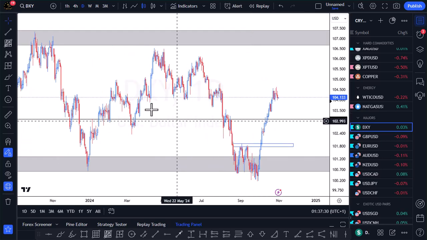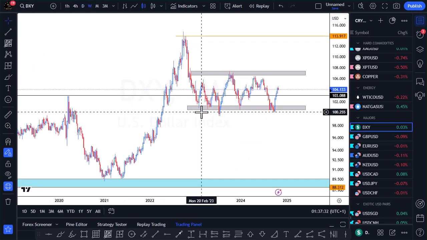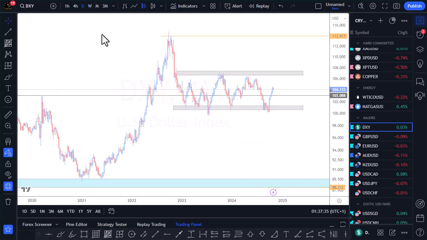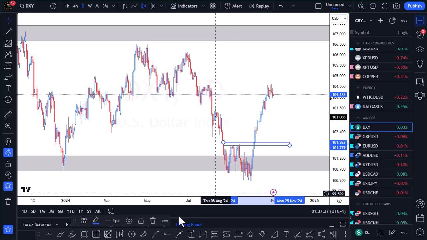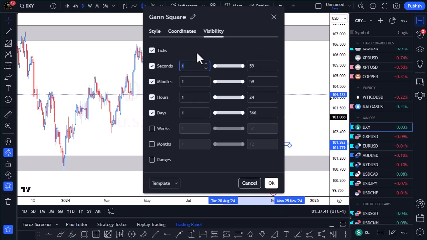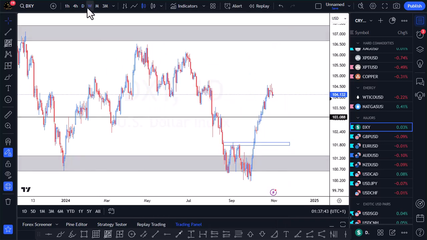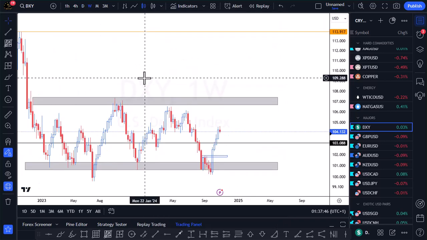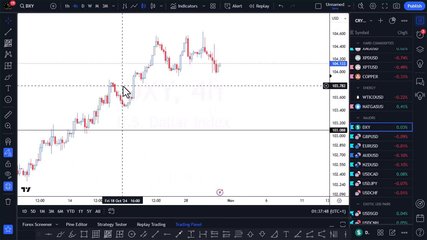So in summary, this is how you construct key levels on your trading chart. It's so simple as that. Just keep it simple. It's not rocket science. And some of you might ask, oh, what about a 4-hour chart?